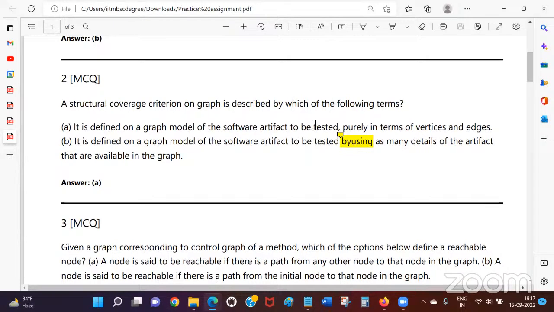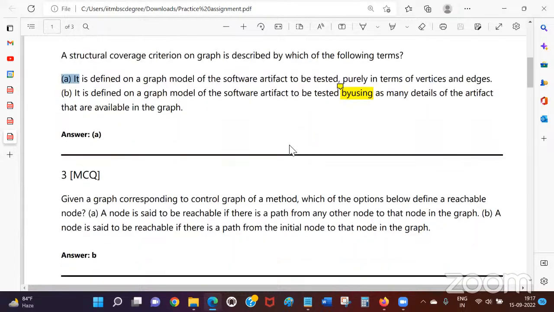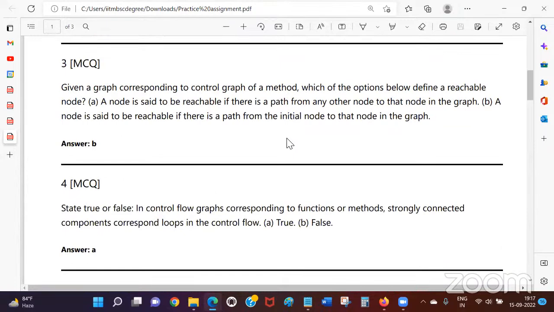So the artifacts could be presented using nodes and edges only. You don't have to have anything else inside the thing. So option A is correct. Only using nodes and edges will be able to cover everything. You have seen for node coverage, edge pair coverage, prime coverage, we just draw the nodes and edges. That's all. Nothing else.